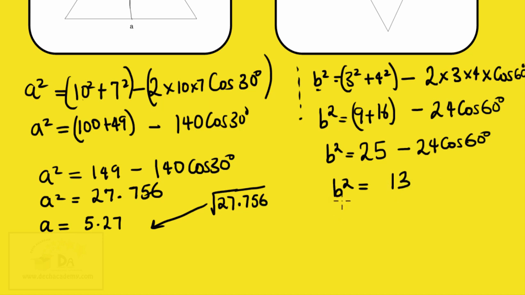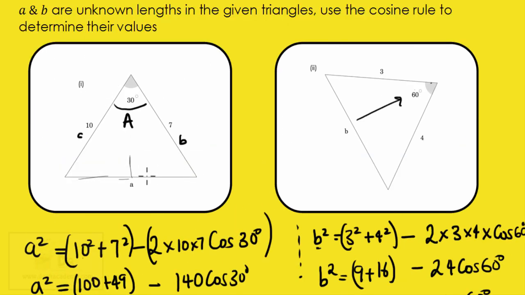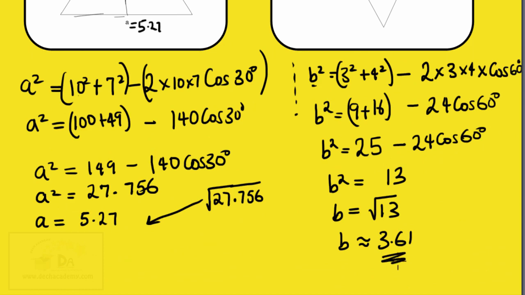So in order to determine B, you just take the square root of both sides. The square root of B squared is B, the square root of 13 is the square root of 13, and we can stop there. So B is equal to the square root of 13. If you want to go further and write it as a decimal, you can find the square root of 13 using a calculator, and that's simply 3.61 to 2 decimal places. So A, the length of this side here, is equal to 5.27, and the length of this side here, B, is equal to 3.61 in whatever units.